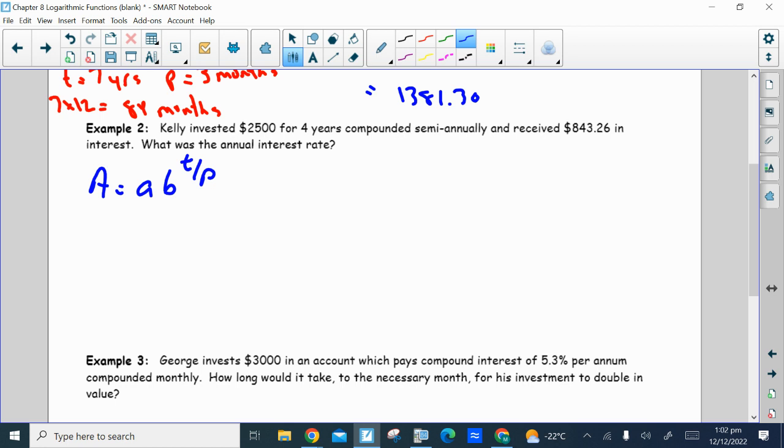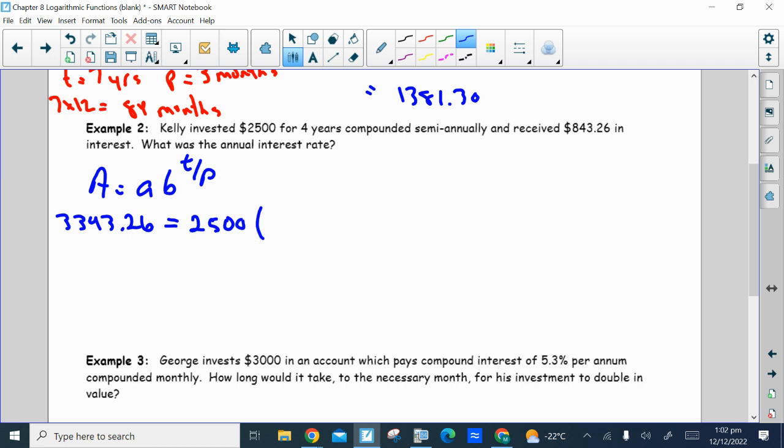A stands for the amount at the end, which will be the principal plus the interest. Her initial amount was $2,500. She received $843.26 in interest. So if you add those two together, that's how much she had in her account at the end of the 4 years, which will be $3343.26. Again, adding the $2,500 and the interest $843.26 together equals A. Little a is the initial amount of $2,500.